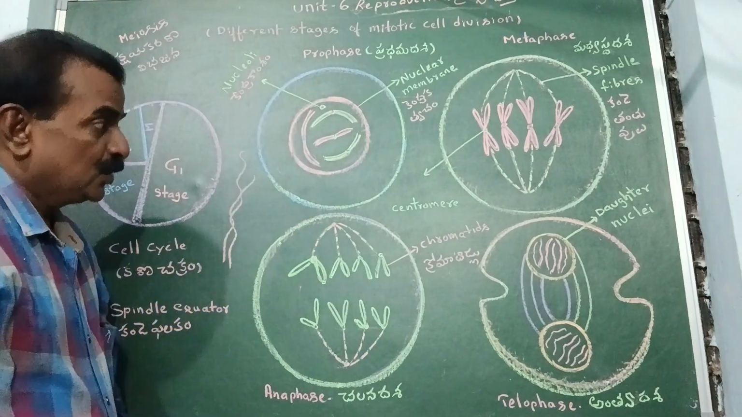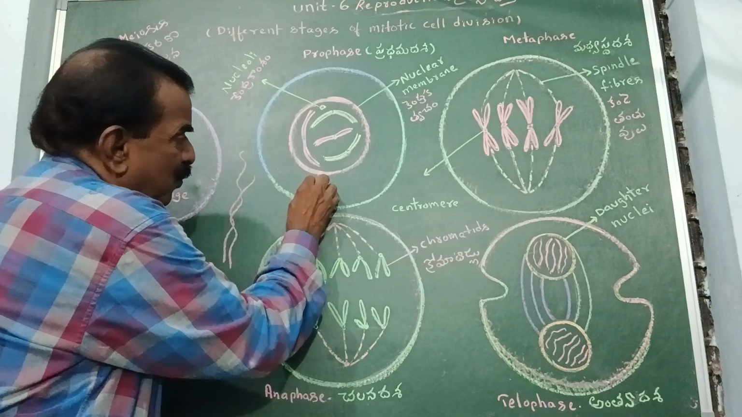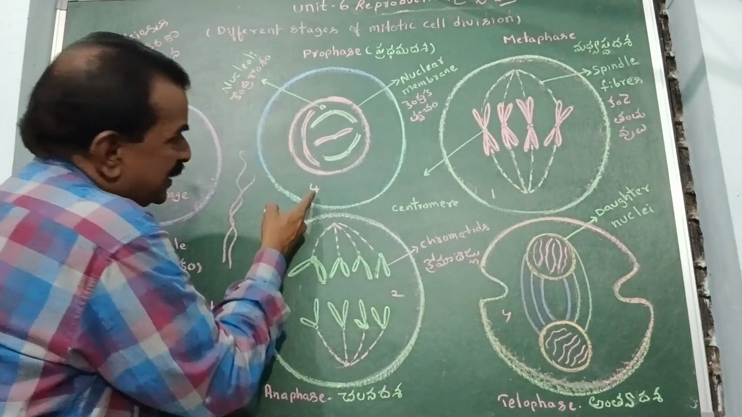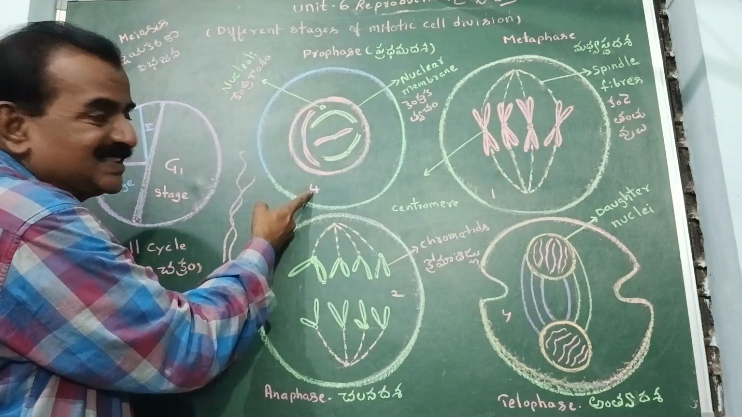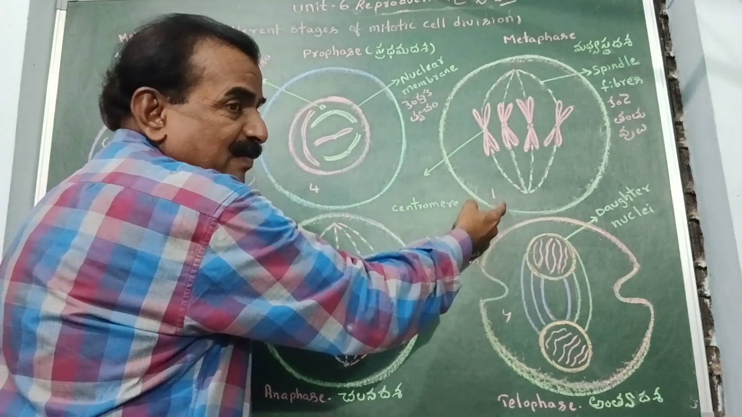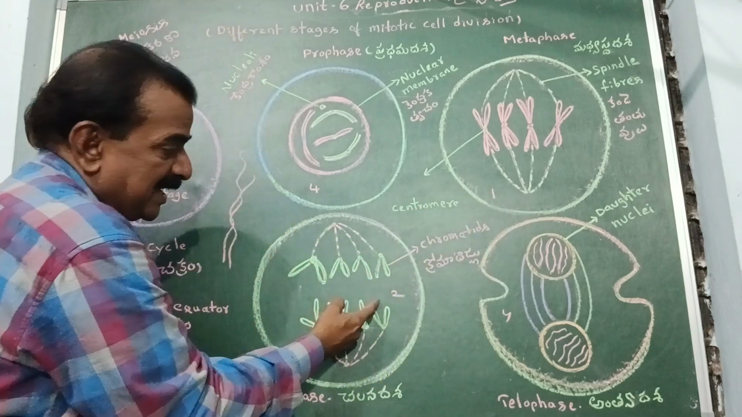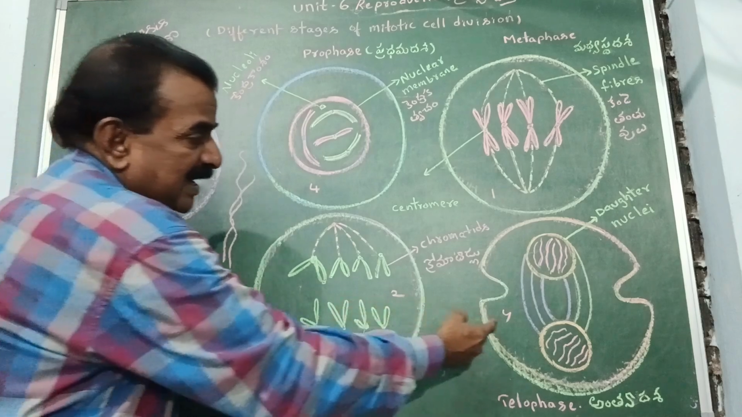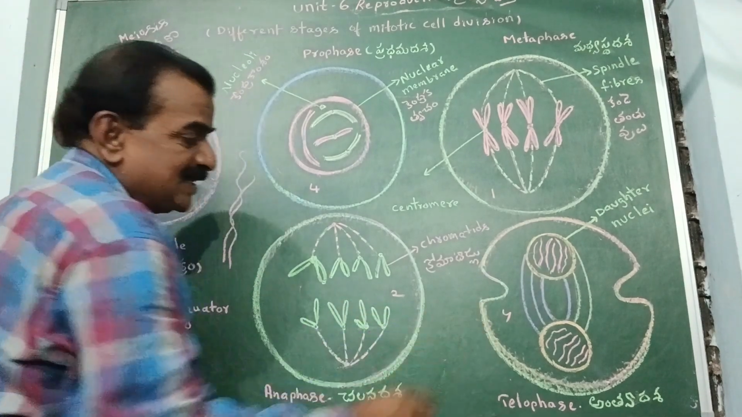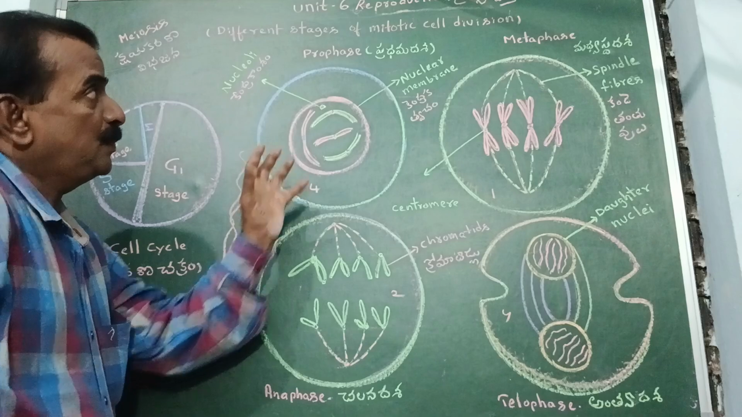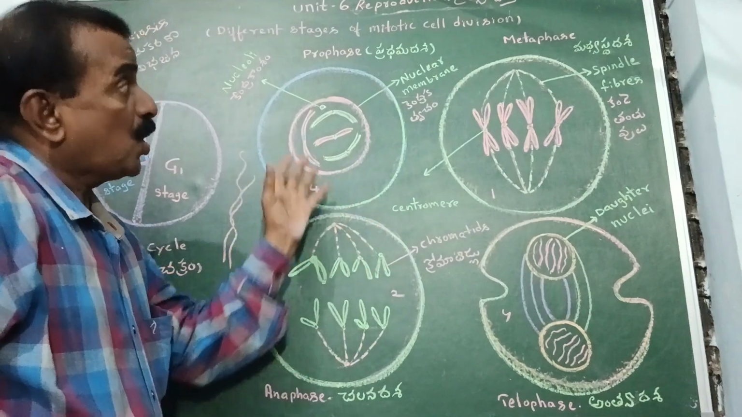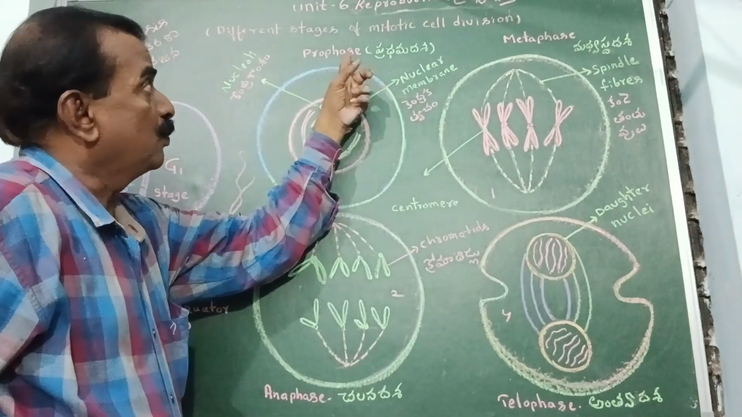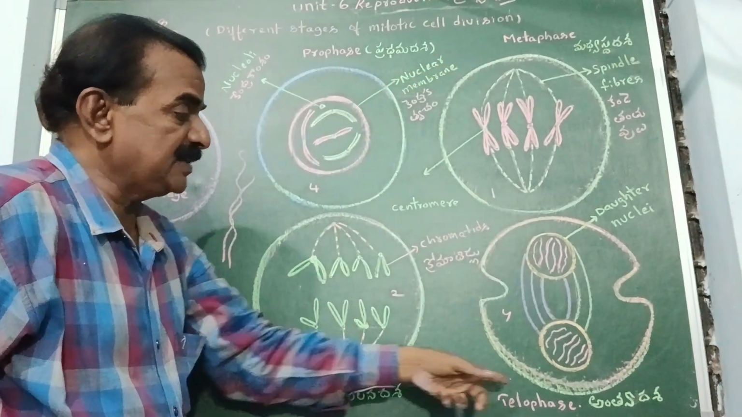So in prophase, you need to understand about 4, 1, 2, 4. You need to remember 4 sentences for prophase, 1 sentence for metaphase, 2 sentences for anaphase, and you need to write 4 sentences for telophase. So mitotic cell division consists of how many sub stages? 1, 2, 3, 4: prophase, metaphase, anaphase, telophase.